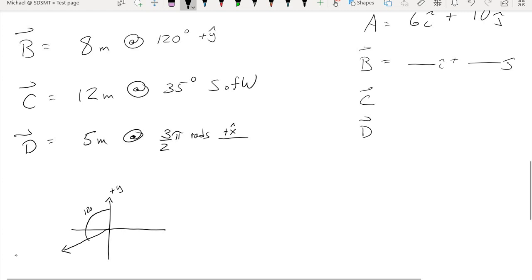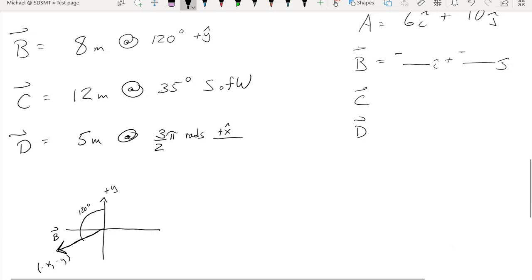So that's 120 degrees from the positive y-axis. Turns out my vector B is down in the third quadrant, and that means that both the x and y components are going to have to be negatives. It would be a good thing to remind ourselves, so I'll go ahead and put the necessary sign notations up there next to the x and y components.